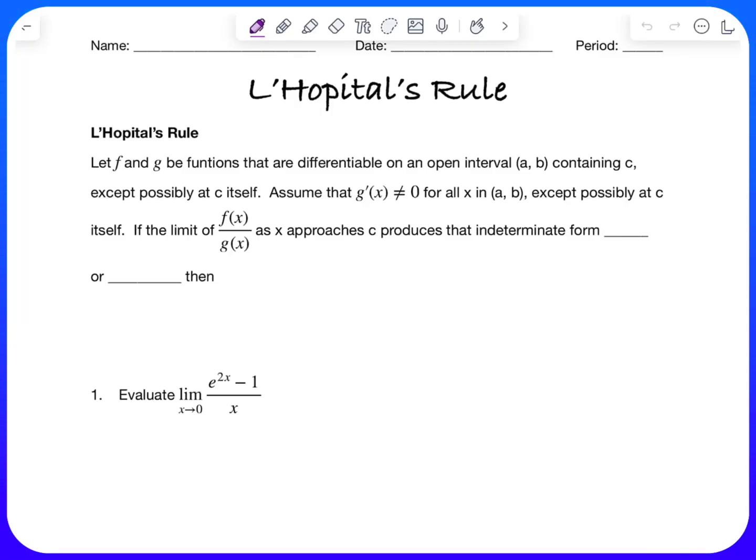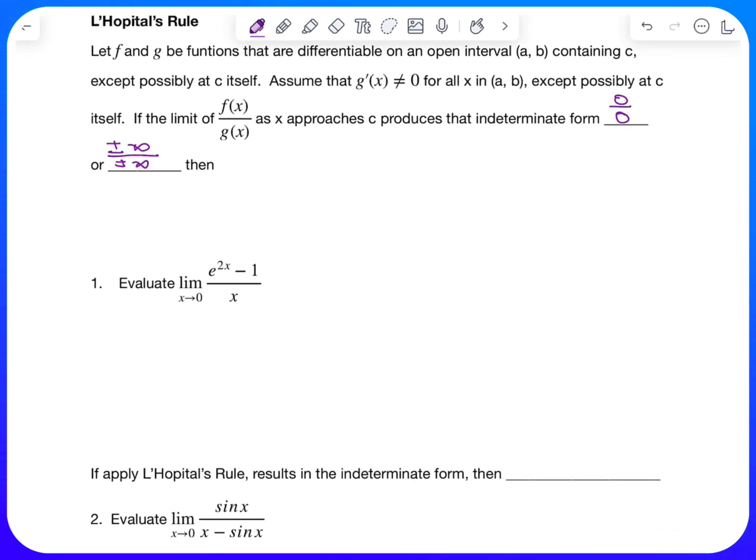In today's lesson, we're going to learn about L'Hopital's rule, which is a way of finding limits of rational functions that are in the indeterminate form. So if you want to find the limit of f of x over g of x as x approaches c, and when you plug it straight into the limit, do direct substitution, you get the indeterminate form, either 0 over 0, or plus or minus infinity over infinity, then you use L'Hopital's rule. L'Hopital's rule says to evaluate this limit, I simply take the limit of the derivative of the top function divided by the derivative of the bottom function. And that'll give us our limit value.